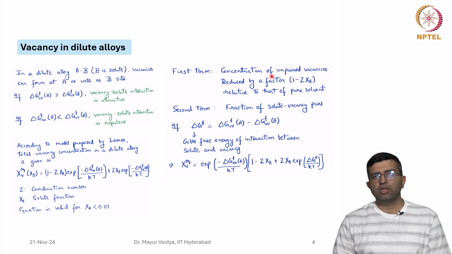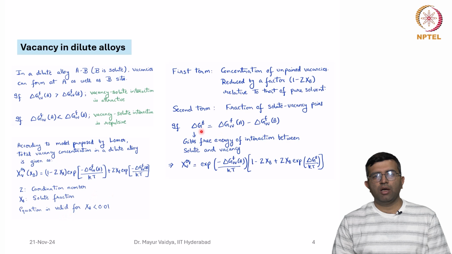So as I said here, the first term is the concentration of unpaired vacancies, which is reduced by a factor of 1 minus Z xB relative to that of pure solvent. So by this factor the vacancy concentration is reduced when you have a B atom as a solute. And the second term is the fraction of the solute vacancy pairs. So how many vacancies of the solute are there?